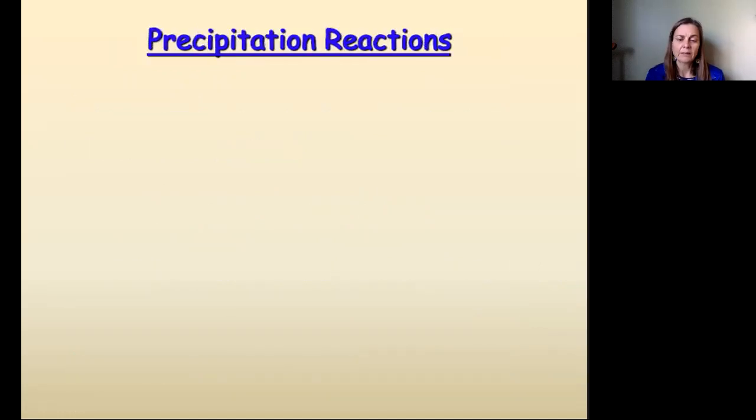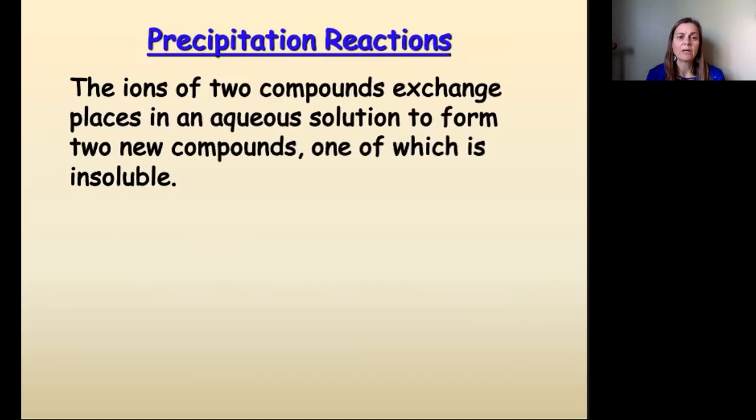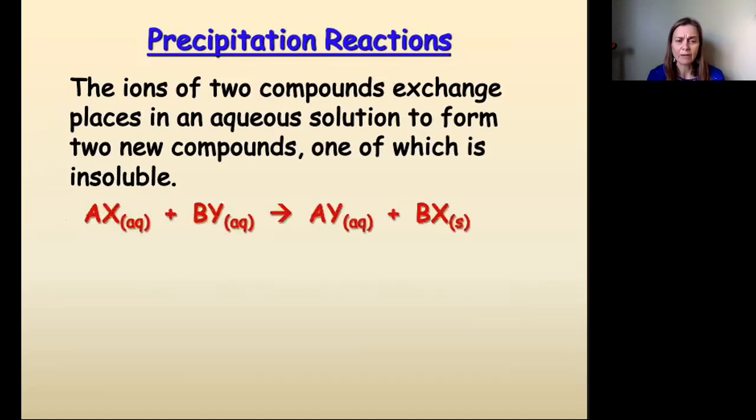Within double replacement reactions, we can classify these into two types of reactions. We're going to talk about precipitation reactions and neutralization reactions. A precipitation reaction is a double replacement reaction where one of those two new compounds is insoluble. So we would have two aqueous solutions, a solution of AX and a solution of BY. When we mix them, we get a new solution that contains one usually soluble compound, in this case AY, and one insoluble compound, which in this case is the BX.